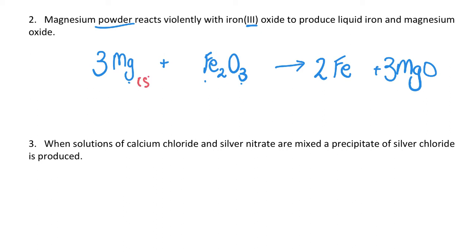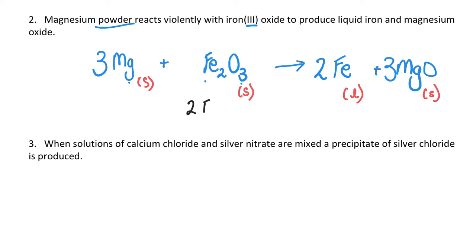Magnesium powder, as I said, is a solid. Iron oxide. Well, in this case, iron oxide is a solid. It would be cool if we saw a video of the prac. Maybe I'll look for that. Fe is liquid and magnesium oxide is going to be a solid. Done.